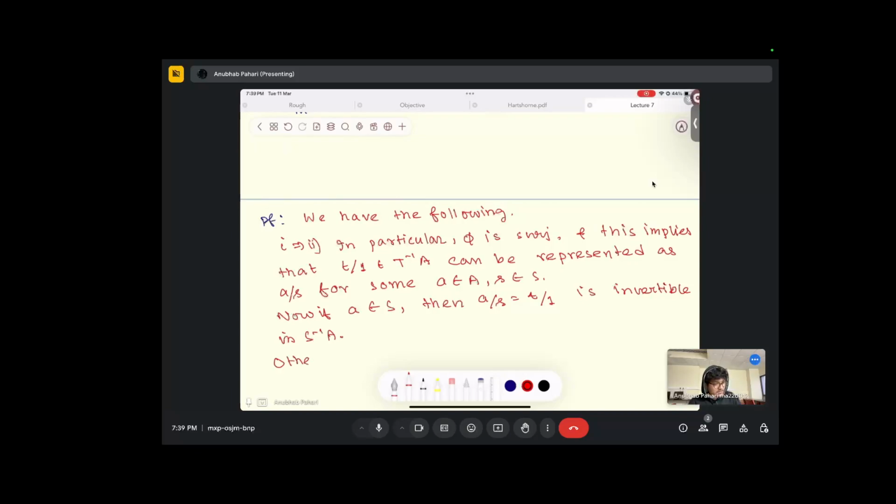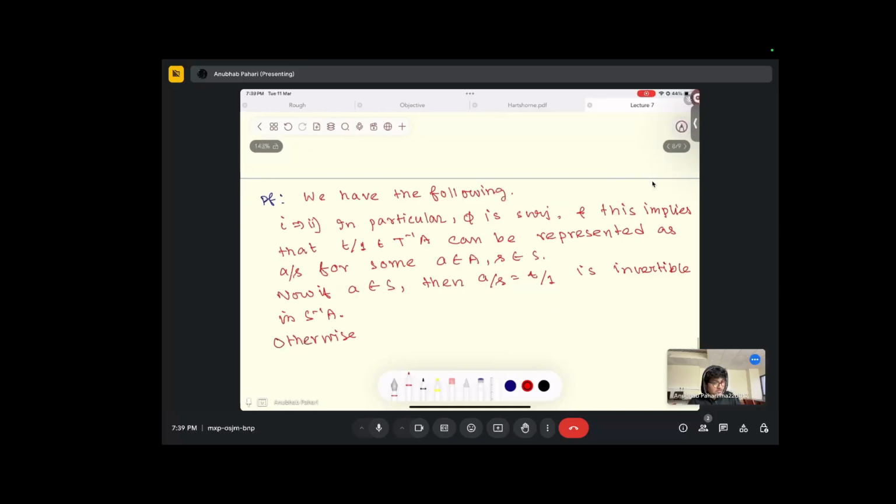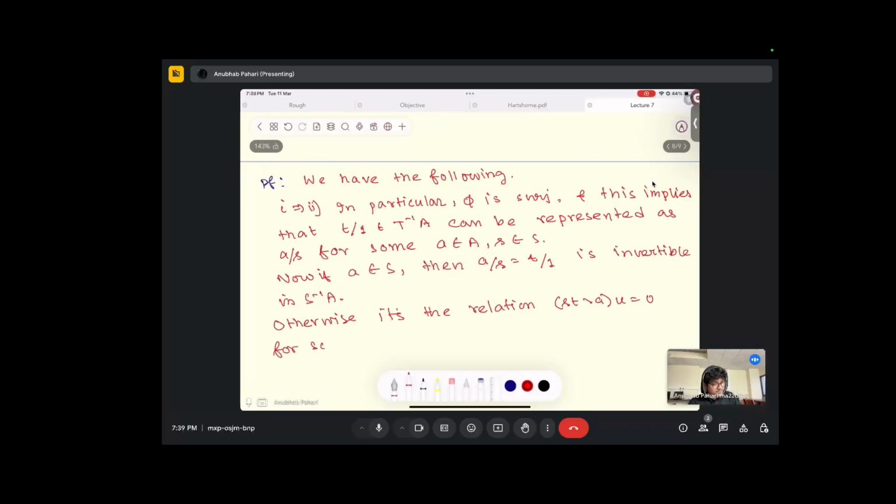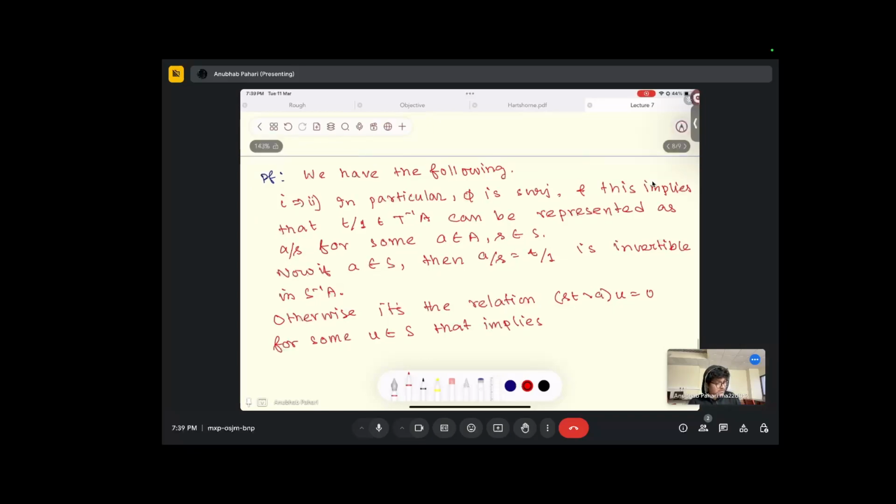Otherwise, it's the relation st minus a u equals to 0 for some u belongs to S, that implies invertibility of t by 1.